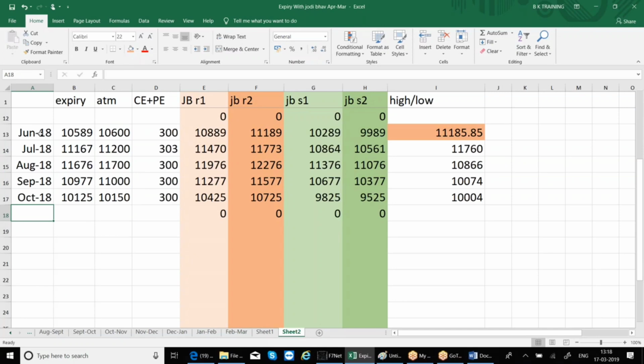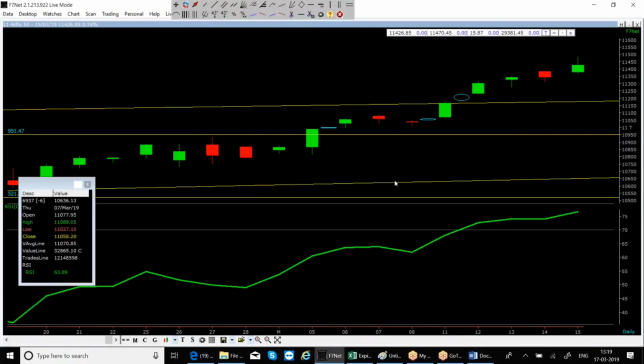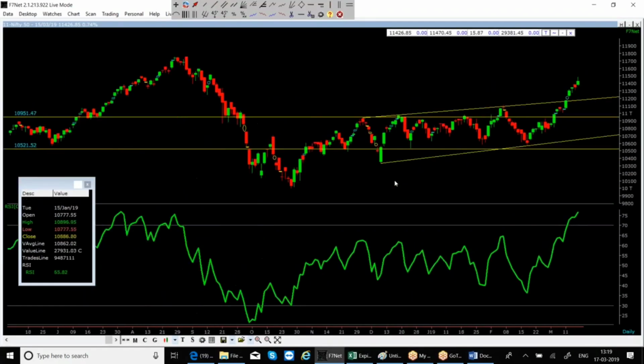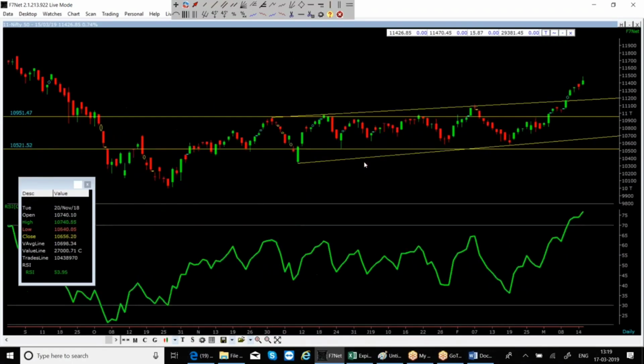बस आप ये बोल दो, follow the trend, go with the trend, trend is your friend, everything. If you want to see the same thing on the chart, I will show you of Nifty on the chart. Can you see this? I'll broaden it.